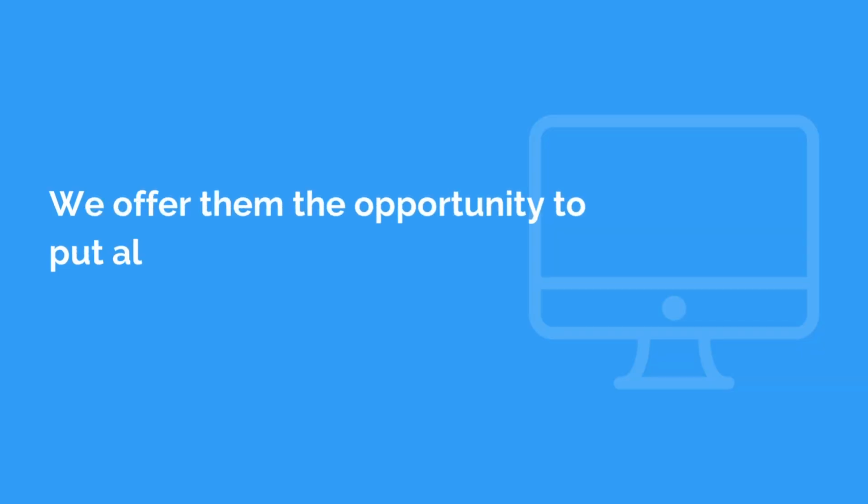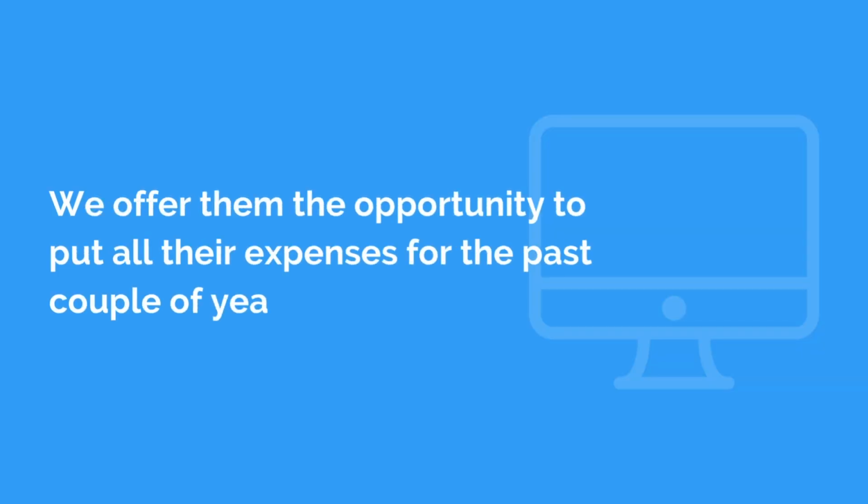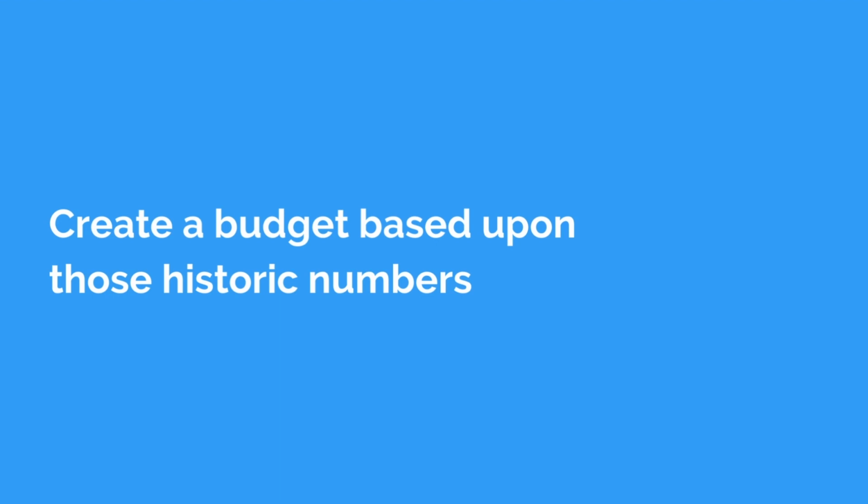So first and foremost, for every single landlord of ours, we offer them the opportunity to put all their expenses for the past couple of years into our system. Our system will allow them to create a budget based upon those historic numbers, and at any point do a budget versus actual. And what that means is that they can say, okay, I created the budget at the beginning of the year. How are we doing against that budget with actual expenses and income? Am I doing better? Am I worse?